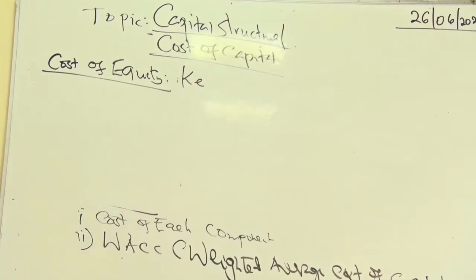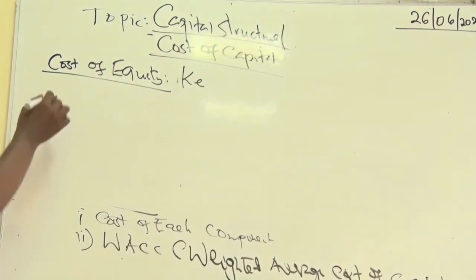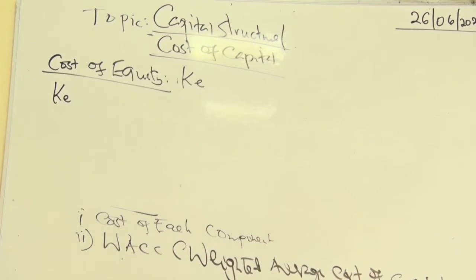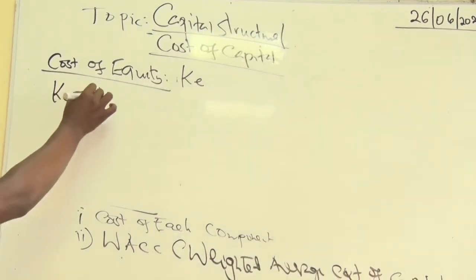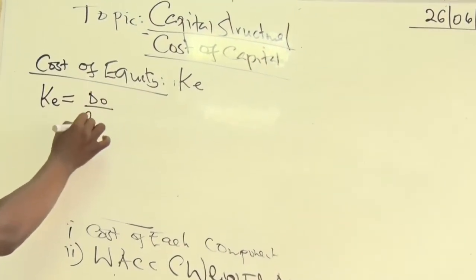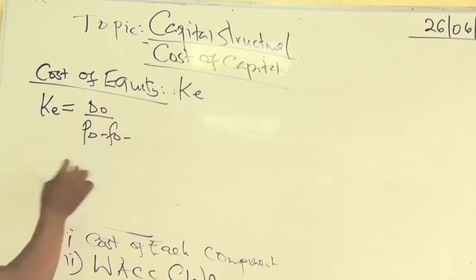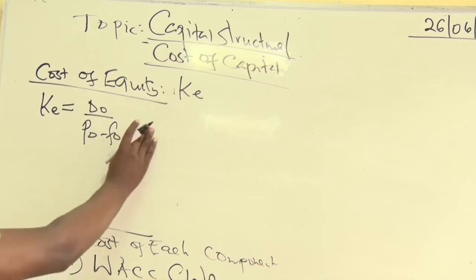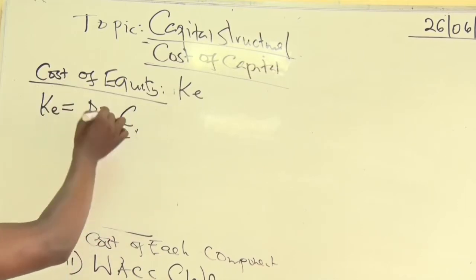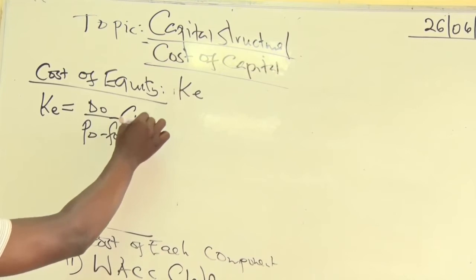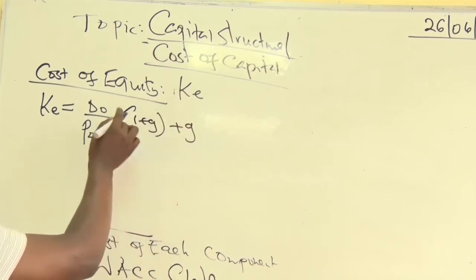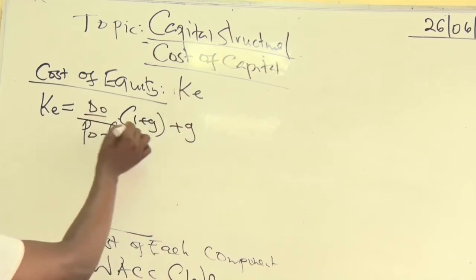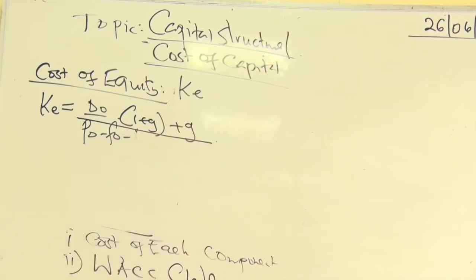So how do you get the cost of equity? The first thing is you write KE, which is the cost of equity, equals D0 all over P0 minus F0, plus G again. The formula is KE = D0(1+g) / (P0 - F0) + g.